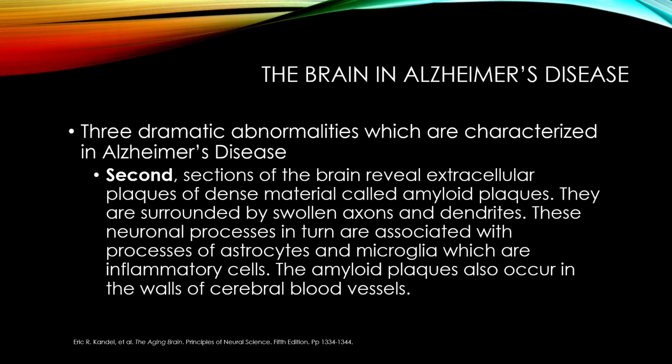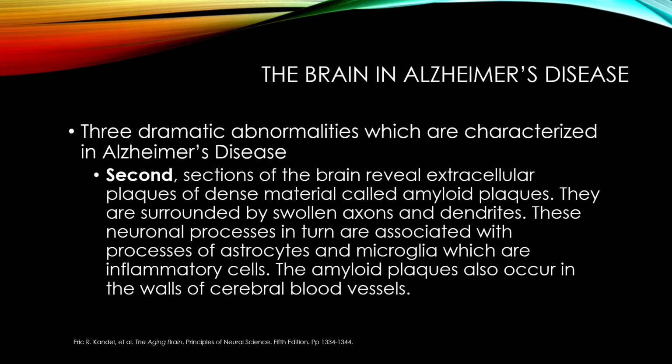And then the second is the section of the brain. If you actually cut the brain, like during the autopsy with Dr. Alzheimer, what he did, cutting the brain and then staining it, and you're looking at those stained areas under the microscope, you actually start to see revealed extracellular plaques, which means the plaques are outside the cells in the brain tissue. And they're plaques of dense material called your amyloid plaques. And they are surrounded by swollen axons and dendrites.